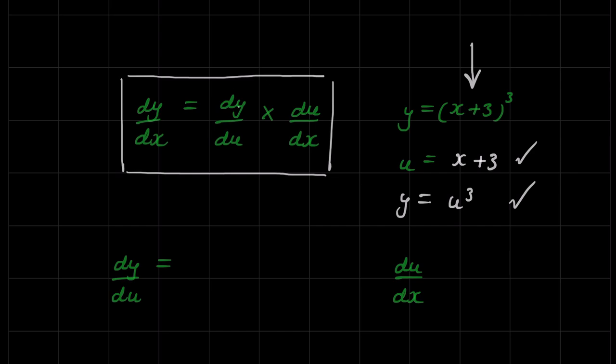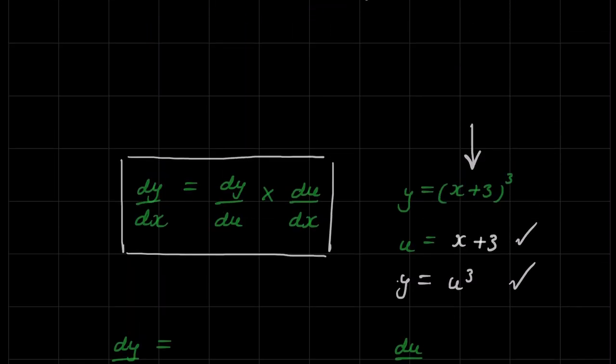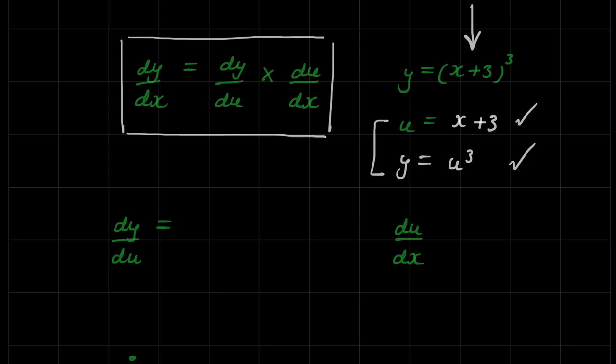We've got a dy du, so this will be dy du. And this is du dx, so this will be du dx. So we're effectively going to differentiate both of these functions, and then put them together. And that will give us the derivative of x plus 3 cubed. So let's just go ahead and do that.